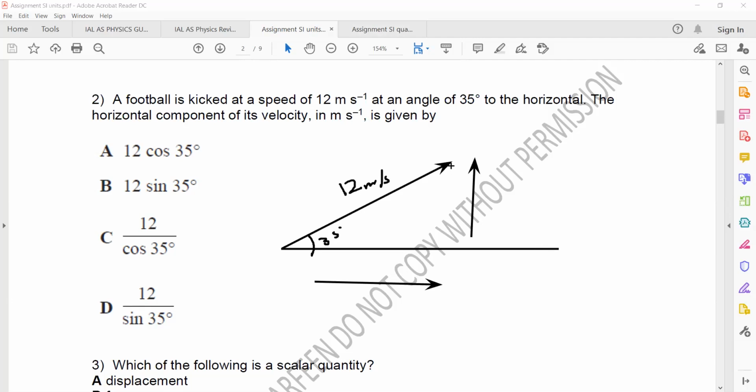There are always two components. We need only the horizontal component. So how can we find the component which is with the angle? This will be 12 cos 35. And against the angle, it will be 12 sine 35. So the answer will be A, 12 cos 35.